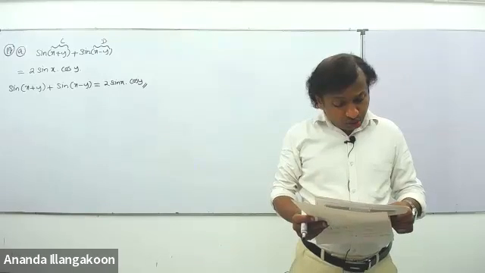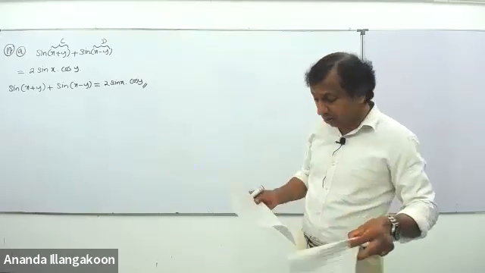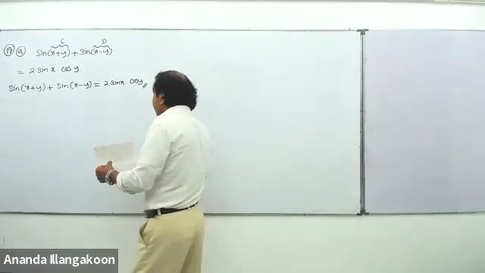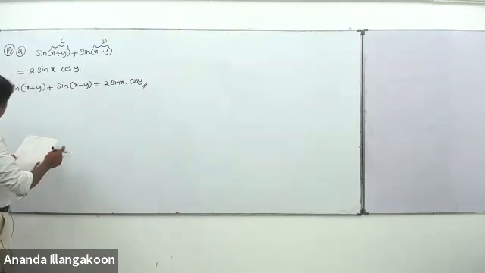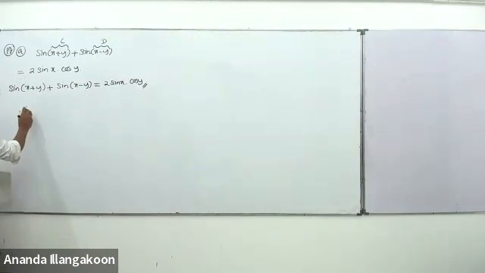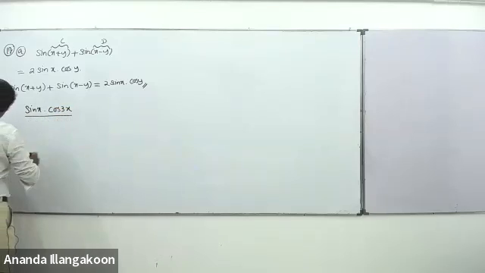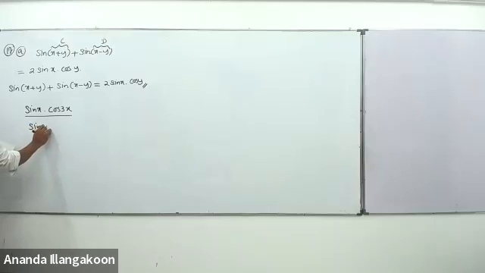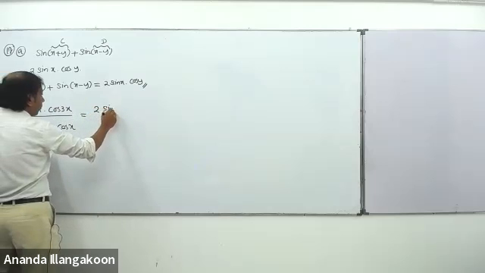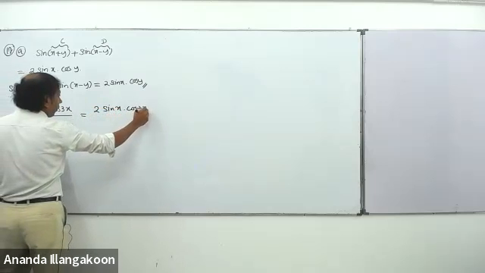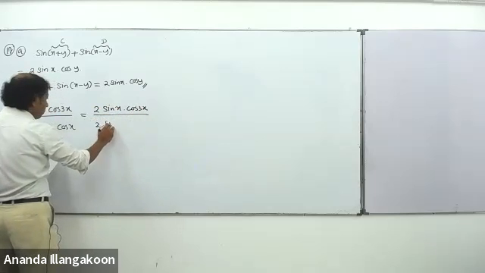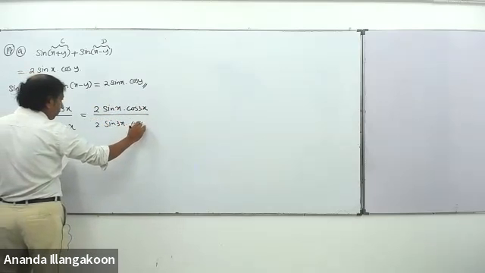Okay. Using the above result, show that this answer. What is next? Sin x cos 3x divided by sin 3x cos 6. And I multiply this by 2, this by 2. 2 sin x cos 3x, 2 sin 3x cos 6.